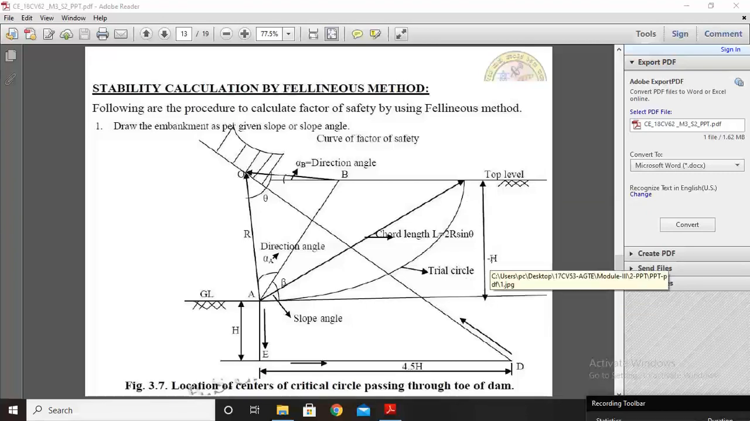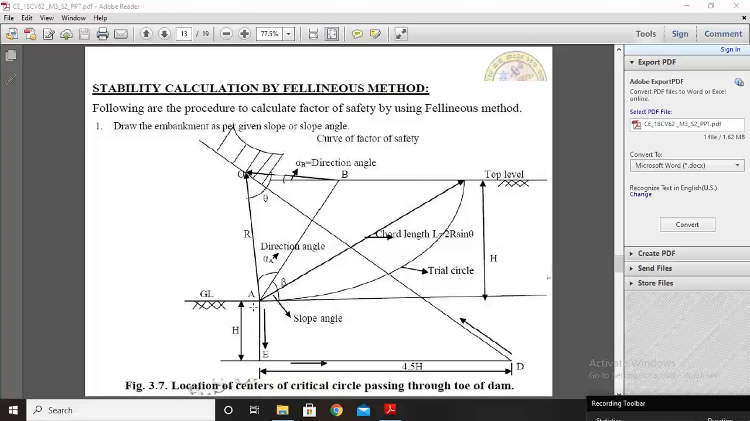So then locate the top width as given in the data, with respect to h. So now we are getting the slope angle. This is the top level, this is the ground level, and this is the slope angle beta.